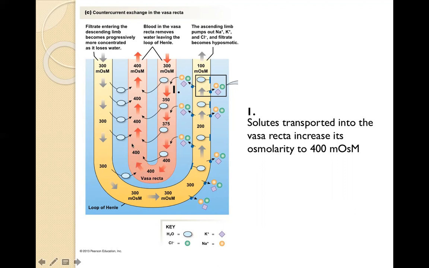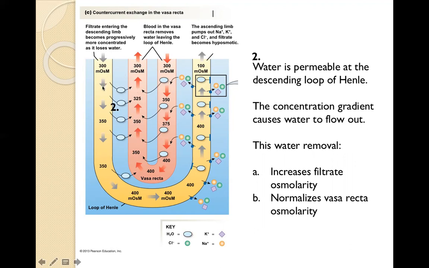Well, now it's traveling by the descending loop of Henle. Now that it travels by the descending loop of Henle, the permeability of the descending loop of Henle is different. It's only permeable to water. So as this higher concentration of fluid is passing by the descending loop of Henle, you can see that there's a concentration gradient, that the blood is more concentrated than the filtrate. So water is going to leave, and it's going to enter the blood that is traveling through the vasa recta.